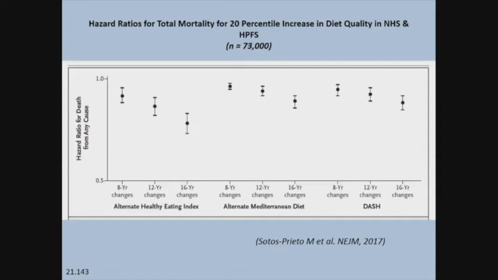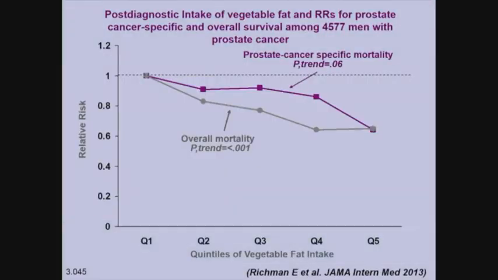And with repeated measurements, we can look at change in diet. This is looking at change, for example, over 12 years in our Alternative Healthy Eating Index score in relation to total mortality, published last year. And we can see that as well as predicting from baseline benefit, we can also see that change in diet quality is related to a substantially lower risk of total mortality.